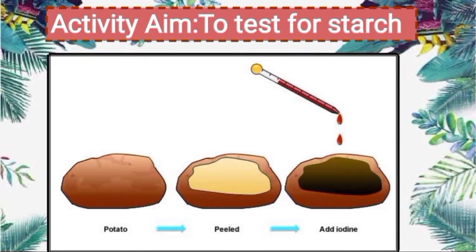Now let's understand an experiment. Aim is to test for starch. Things needed are potato, a dropper, and iodine solution. Method: first step, slice a potato into two. Second step, put a few drops of iodine solution onto the cut side. Then observation: observe that the iodine solution turns the color of the potato bluish black. Conclusion: this shows that potato has a lot of starch stored in it.